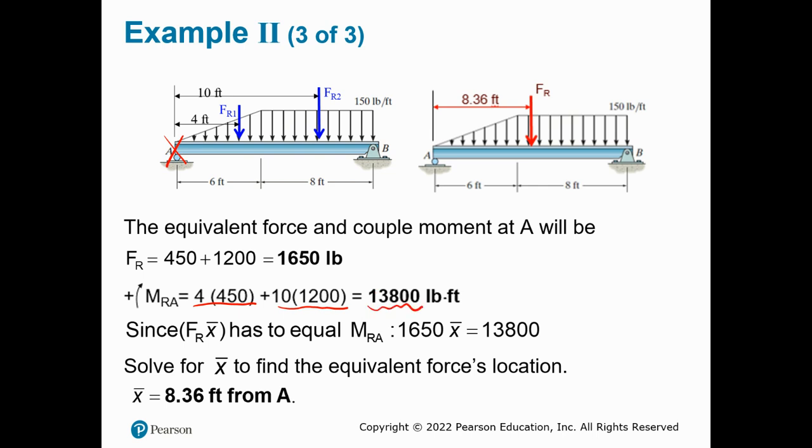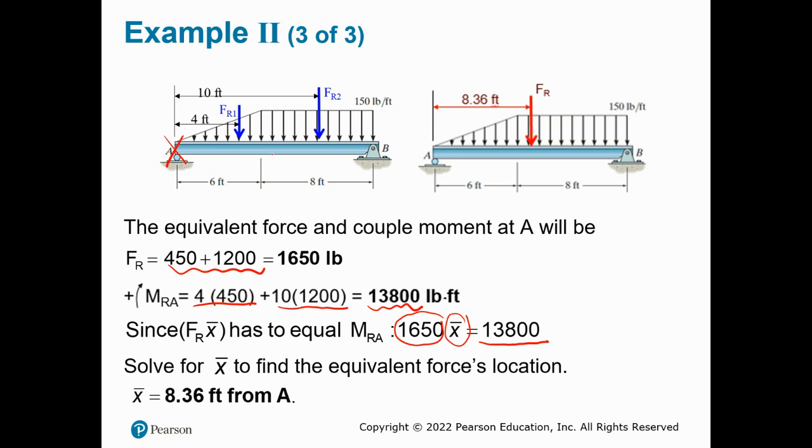This is the moment overall generated by FR1 and FR2, or you can say by the distributed load as well. So this is the equivalent moment about point A. And since the moment about point A is equal to the magnitude of the force, which comes from adding FR1 plus FR2, times the distance, and we know the magnitude overall, we know the force overall, we can calculate the location. And this location, X bar, will be the equivalent force location.